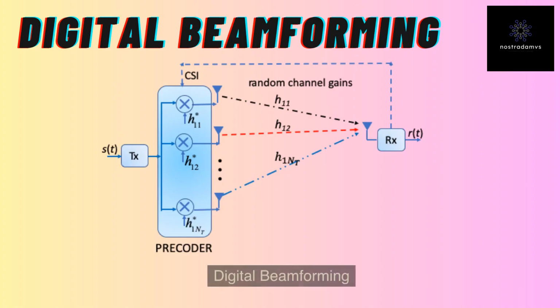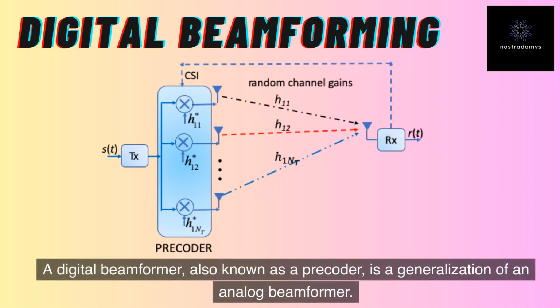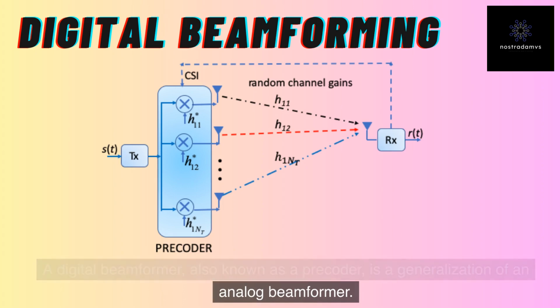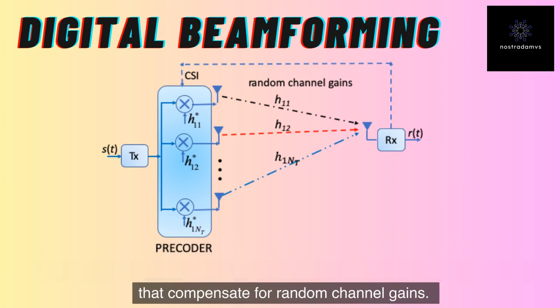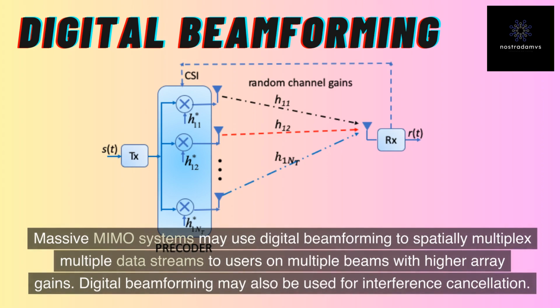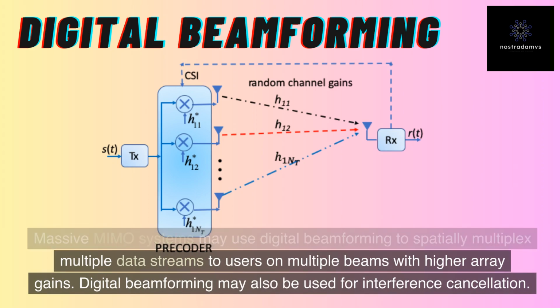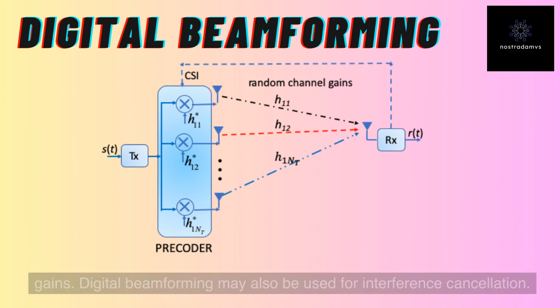Digital beamforming. A digital beamformer, also known as a precoder, is a generalization of an analog beamformer. Analog beamforming is implemented by phase shifters in antennas, whereas digital beamforming is implemented by phase changes in signals that compensate for random channel gains. Massive MIMO systems may use digital beamforming to spatially multiplex multiple data streams to users on multiple beams with higher array gains. Digital beamforming may also be used for interference cancellation.